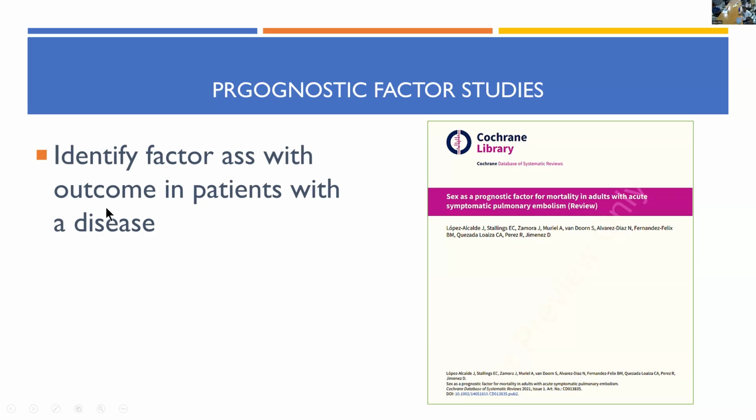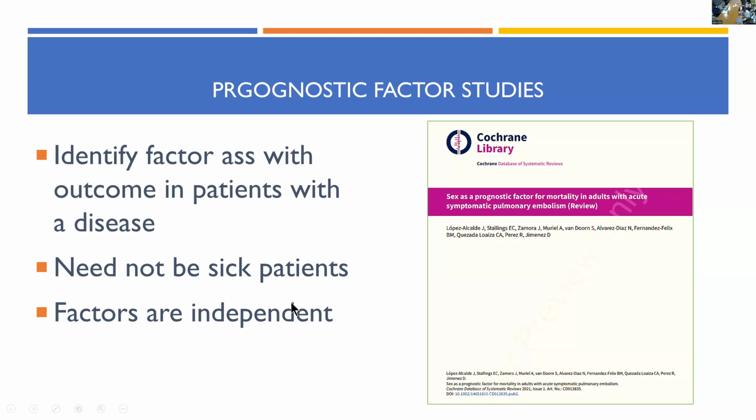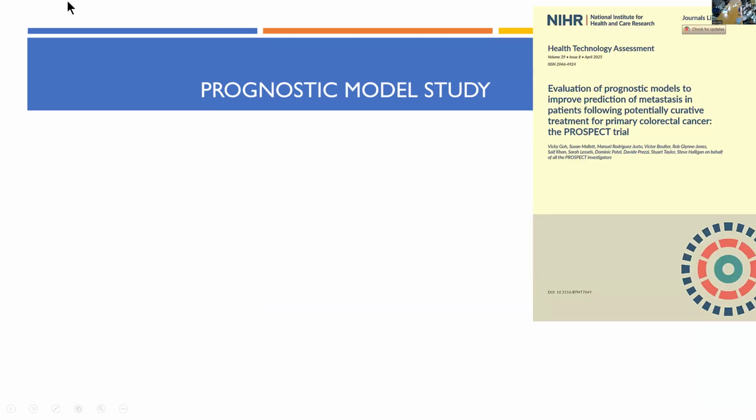Identify a factor associated with outcome in patients with disease. It need not be sick patients. We just may be following up healthy people and see if there is a difference in gender, an outcome of depression or diabetes or something. And the factors are said to be independent. So the two factors, the factors which you are studying, could be independent of each other.